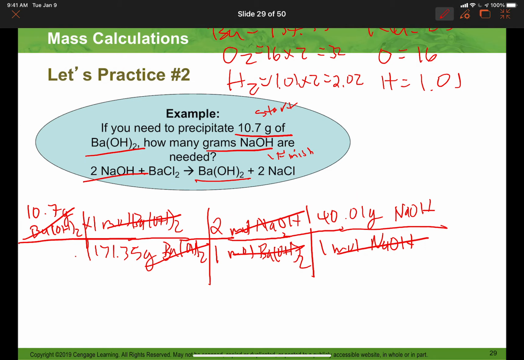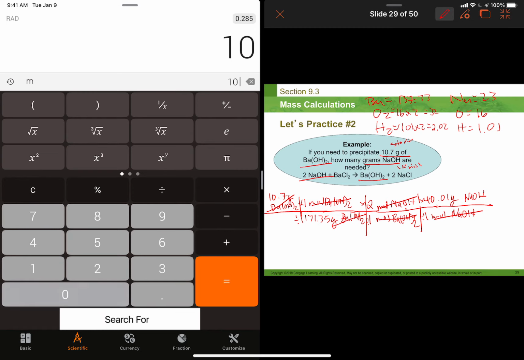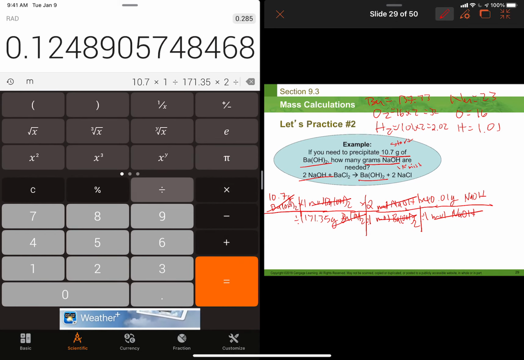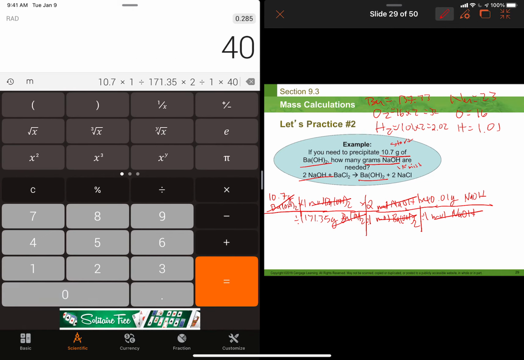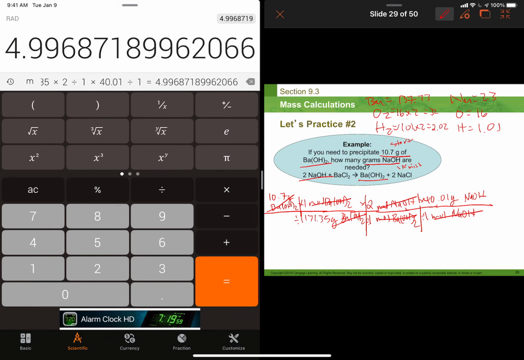Again, similar, multiply by the top, divide by the bottom. Use your calculator. You do 10.7 times 1 divided by 171.35 times 2 divided by 1 times 40.01 divided by 1. And we get 4.99, or you guys can just simply round to 5.0 grams of NaOH.